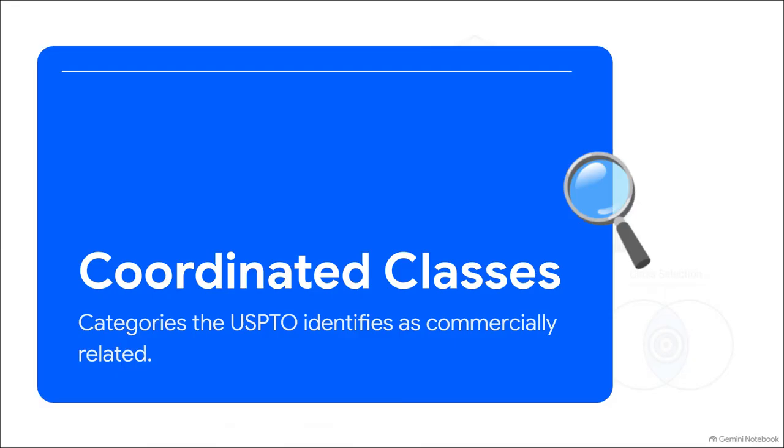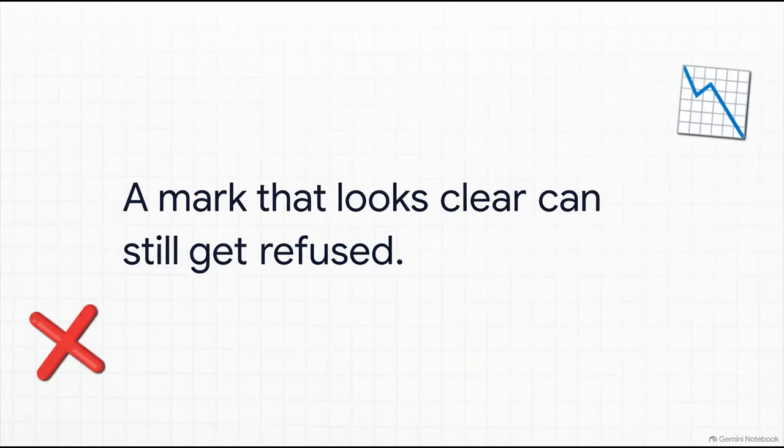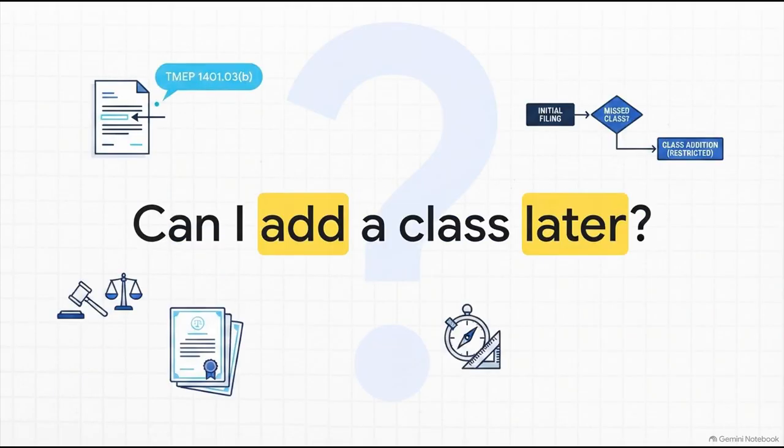Examiners do not just search the single class you filed. They also search coordinated classes, which are categories the USPTO identifies as commercially related, for any conflicts. A mark that looks clear on its own can still get refused. It can get flagged over a registration sitting in a related class the applicant simply never considered under the likelihood of confusion analysis. Realizing you missed a related class often prompts a very specific question.